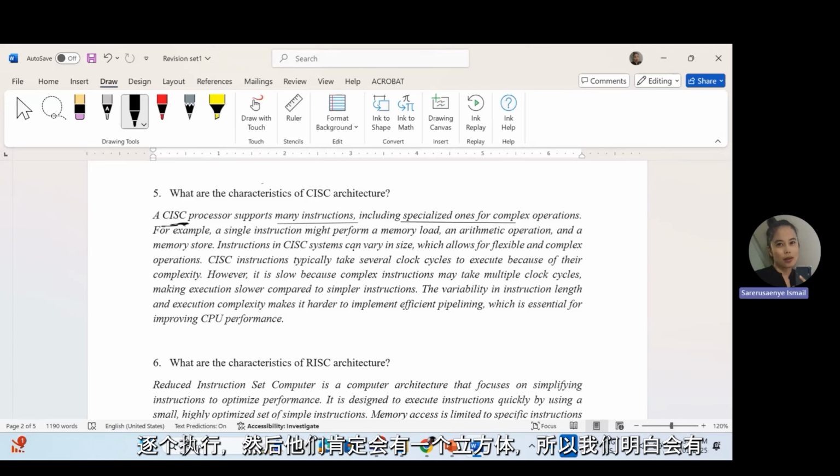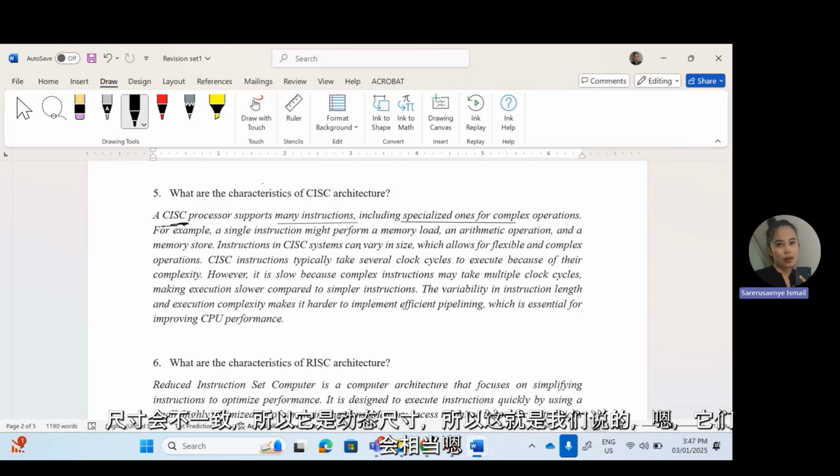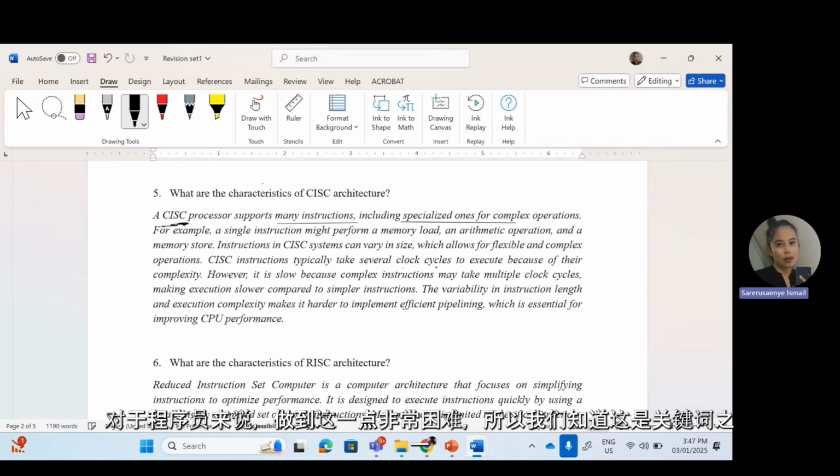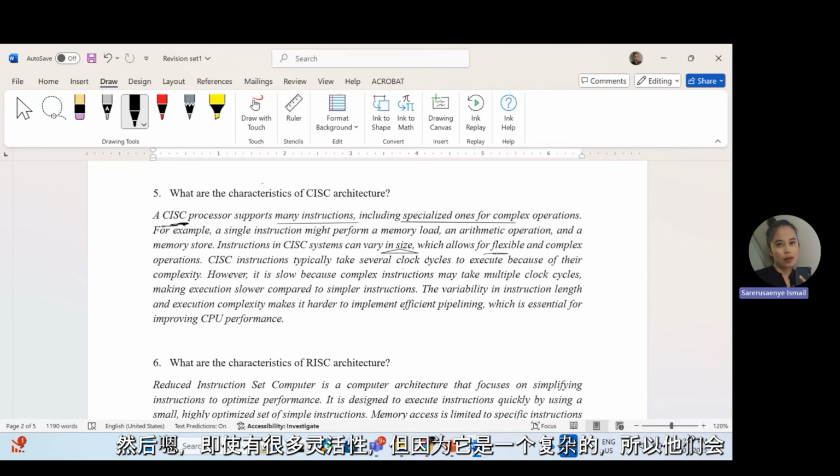So we understand that there will definitely be combinations of not only one single instruction, but more instructions, and then the size will be inconsistent. So it's a dynamic size. They will be quite difficult for the programmer to work with. So this is one of the keywords. Even though there is a lot of flexibility, because it is complex, it typically takes time to finish or complete. And we understand that in CISC, complex instruction set, they use multiple clocks to execute.